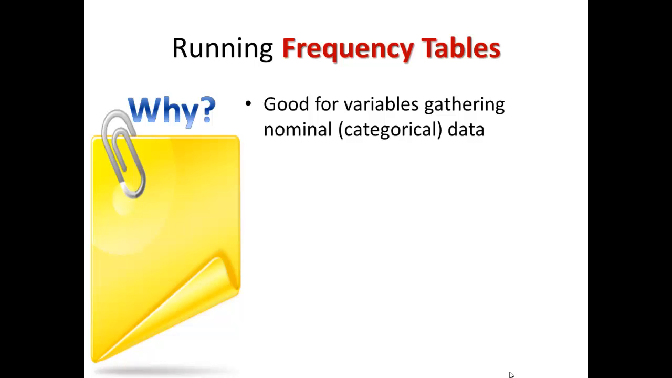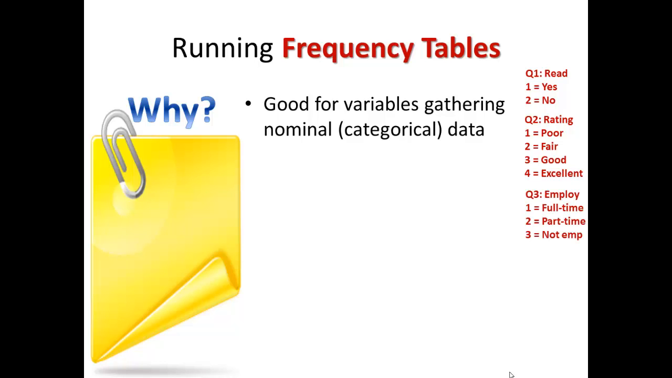Now let's focus on running some frequency tables. These are good for variables that are gathering nominal or categorical data. For example, if you have a dichotomous variable such as do you read, yes or no, or a rating scale of poor, fair, good, or excellent, yes, you can run a mean on this. We'll talk about that later. But you can also run frequencies. What percentage or number of people said poor? What percentage said fair? What percentage said good? And what percentage said excellent?